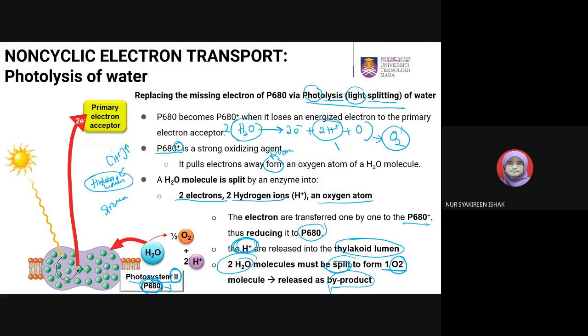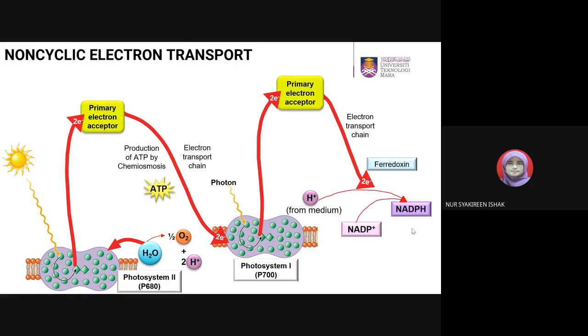Okay. So one of the factors that contributes to the high concentration of hydrogen ion in the thylakoid lumen is from the photolysis of water. So that is one contribution of why the thylakoid lumen has a very high concentration of hydrogen ion. Ingat tu. Okay. The splitting of water molecules will cause the thylakoid lumen to have a high concentration of hydrogen ion. Okay. So this is the whole diagram.